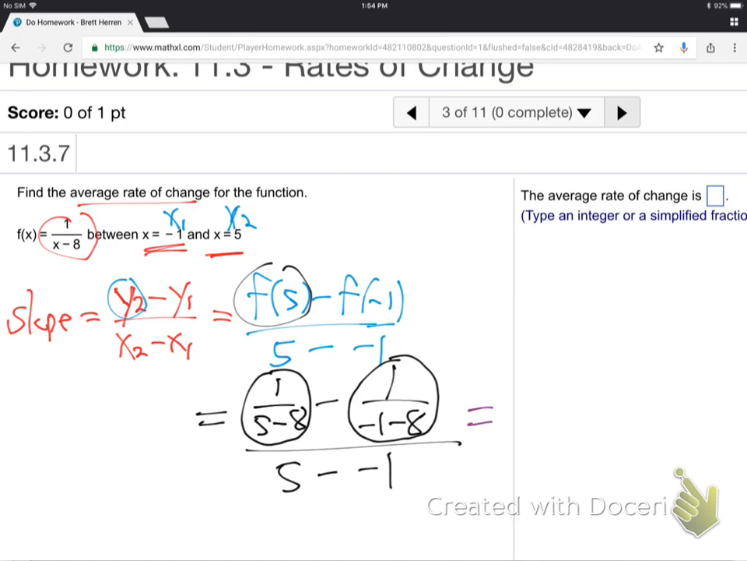Good so far? Are we quite happy? So then this is 1 over -3 minus 1 over -9, over 5 plus 1, which is 6 on the bottom. Let's make that 6 on the bottom there. Good so far? We got a lot of minus signs on this one.